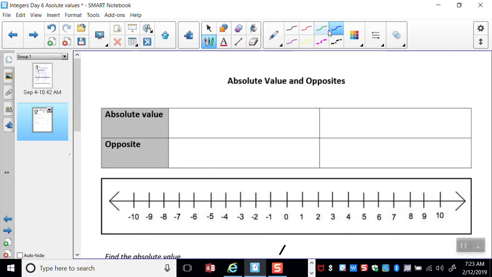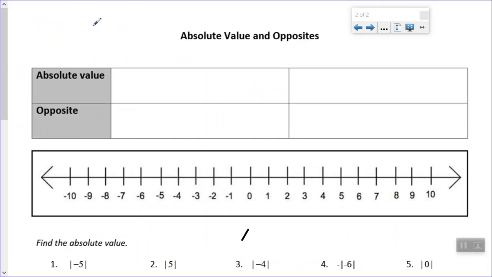In this video, we are gonna go over absolute values and opposites. So absolute value, you will see this symbol, and inside this you will have a number. For example, absolute value of 2 is 2. If it's positive, it's the same. If we have a negative number inside, absolute value of negative 2 is 2.